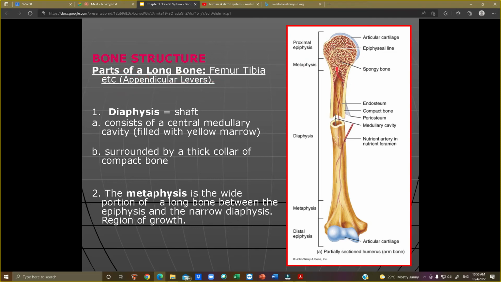Okay, this is bone structure. Ni bone structure lagi lah. We have the parts of a long bone. This one is femur, tibia, fibula, humerus, radius, ulna. This is the shape of it. So kita ada distal epiphysis. Distal is towards out of the head. Yang atas ni proximal epiphysis. Maksudnya proximal epiphysis ni, it is nearing the abdomen.